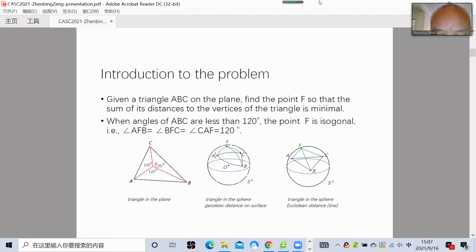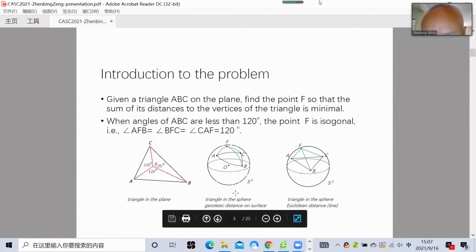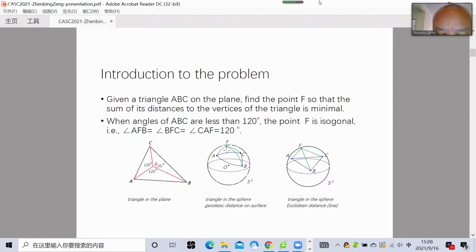Here, if we are given 3 points A, B, C on the unit sphere, we want to find the point F so that the geodesic, the sphere distance, this curved AF plus BF plus CF is minimal. This problem was discussed by Gallier and Haji. The result was very beautiful. It's very similar to the plane triangle.